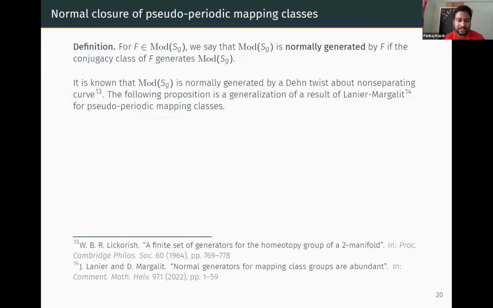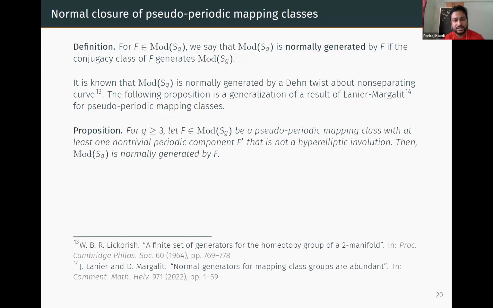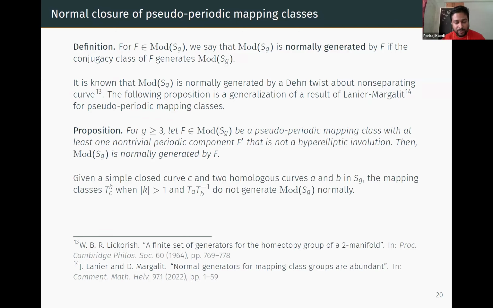We generalize that result for pseudo-periodic mapping classes, and it says that if the genus is at least 3, and you have a pseudo-periodic mapping class with at least one non-trivial periodic component, and that is not a hyperelliptic involution, then the mapping class group is normally generated by such a mapping class. And as an application, we obtain another result.